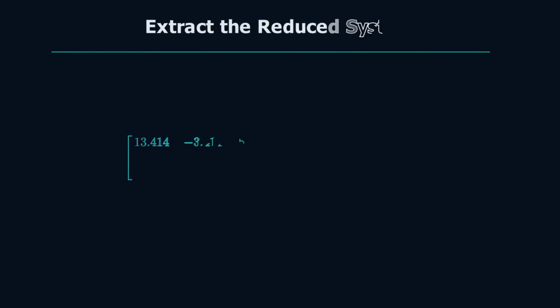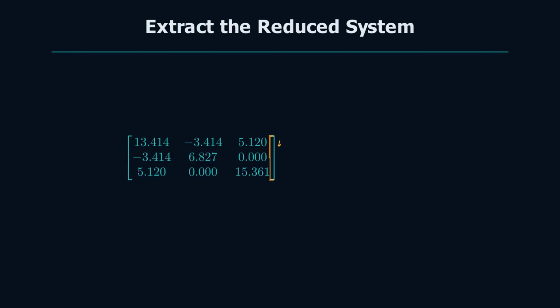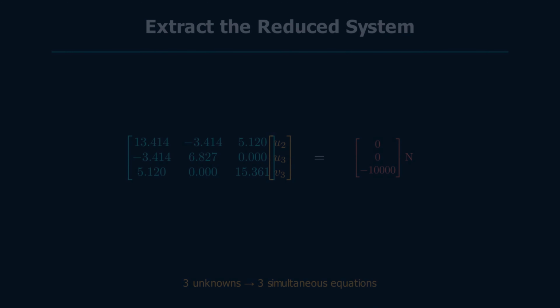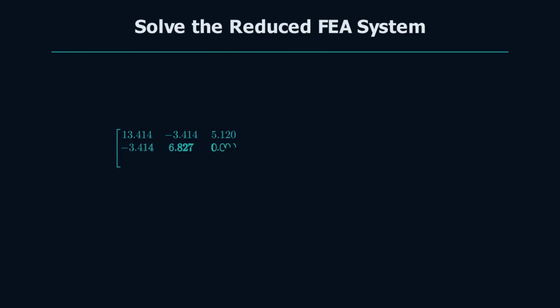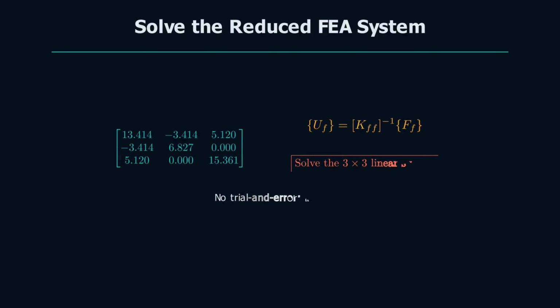For our 3-node truss, extracting the free degrees of freedom gives a 3 by 3 stiffness matrix. The unknown vector contains U2, U3, and V3. The corresponding force vector contains 0, 0, and minus 10,000 newtons. We now have an ordinary system of 3 simultaneous linear equations. In matrix notation, the unknown displacement vector is obtained by solving KFF inverse multiplied by FF.